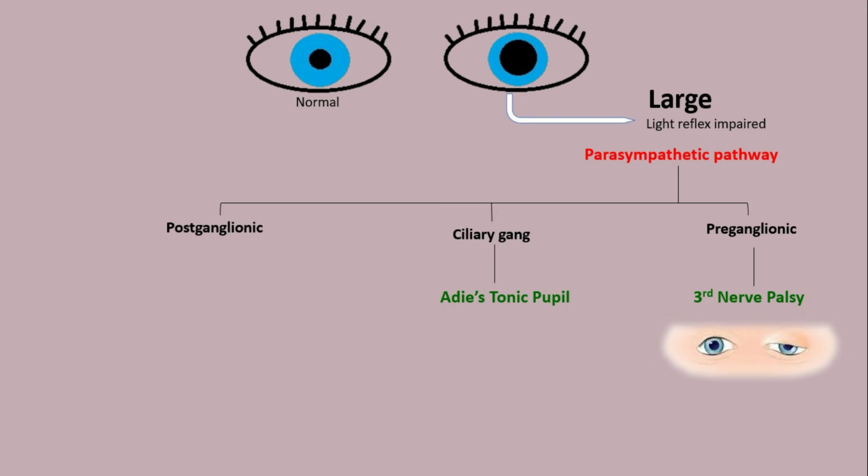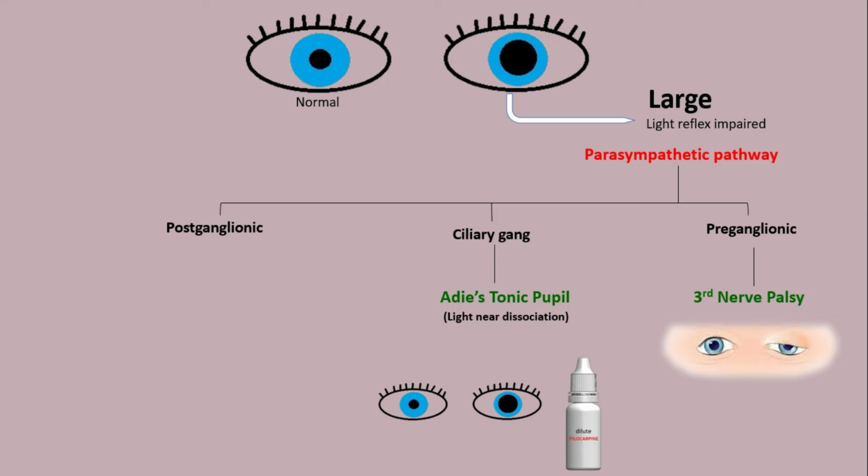Ganglionic lesion can be seen in a tonic pupil, which presents with light near dissociation. If we instill dilute pilocarpine in the affected eye, it will produce constriction of the pupil due to denervation supersensitivity. While the same formulation cannot constrict a normal eye.